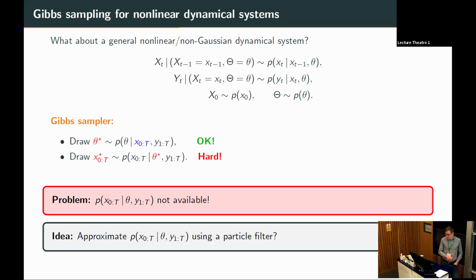Okay, so let's see if we can do something similar to before. In the Metropolis Hastings case, we took this ideal Metropolis Hastings algorithm, and then we just replaced the difficult part with a particle filter estimate. Could we do something similar here? So replace sampling from this exact smoothing distribution by running a particle filter and then using that to sample a state trajectory.